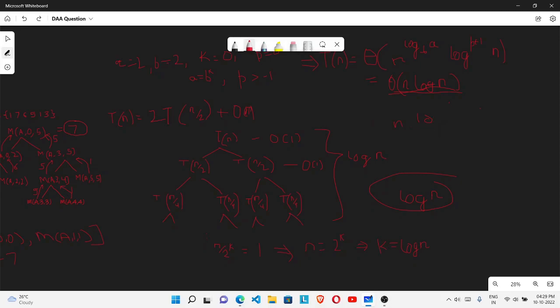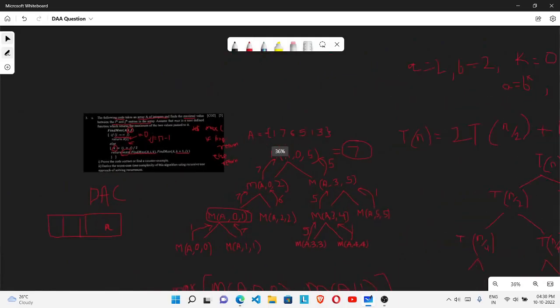So in this case, the complexity at every step is big O of 1 and the number of levels is log n. So when you multiply them, the answer comes out to be log n. So this is your worst case time complexity for the given code.